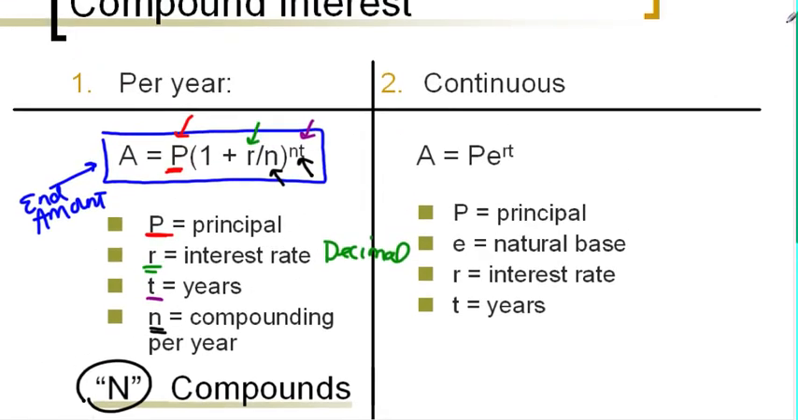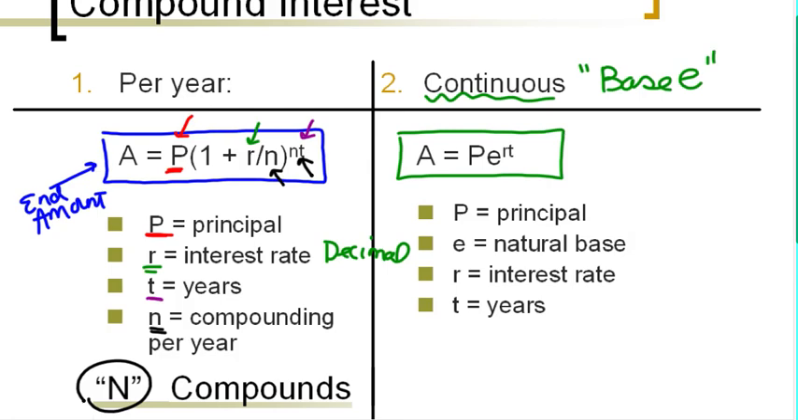The second part of the slide is if we tell you that the problem is continuous, you have to change up your formula then. That's where base E comes into play. Remember, base E is approximately 2.71. We call this for short the PERT equation, because P-E raised to the RT. A is that same end amount when you're all done with your savings account or checking account, whatever it is that you're investing in, that's the money you have left. P is your initial amount, your principal. E is your natural base E, which is approximately 2.71.